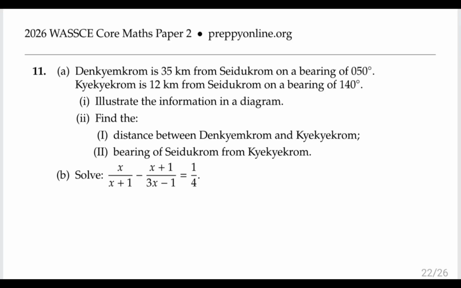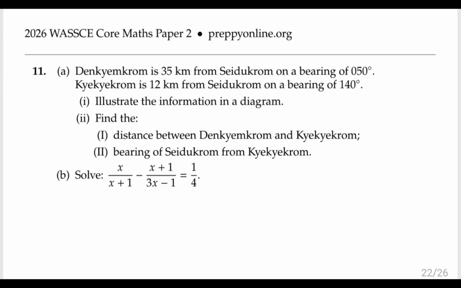Question 11. Denchemchrome is 35 kilometers from Pseudochrome on a bearing of 050 degrees. Chichichrome is 12 kilometers from Pseudochrome on a bearing of 140 degrees. Illustrate the information in a diagram, and then find the distance between Denchemchrome and Chichichrome, and then the bearing of Pseudochrome from Chichichrome. So we can draw this information.